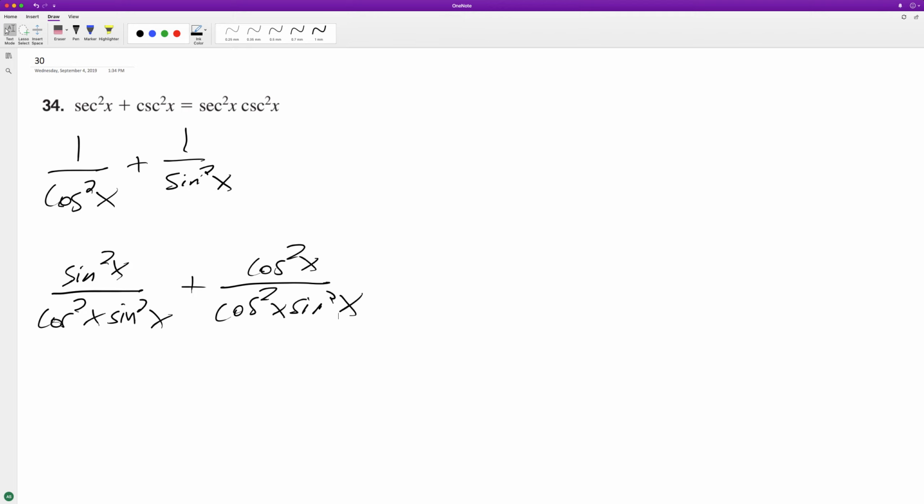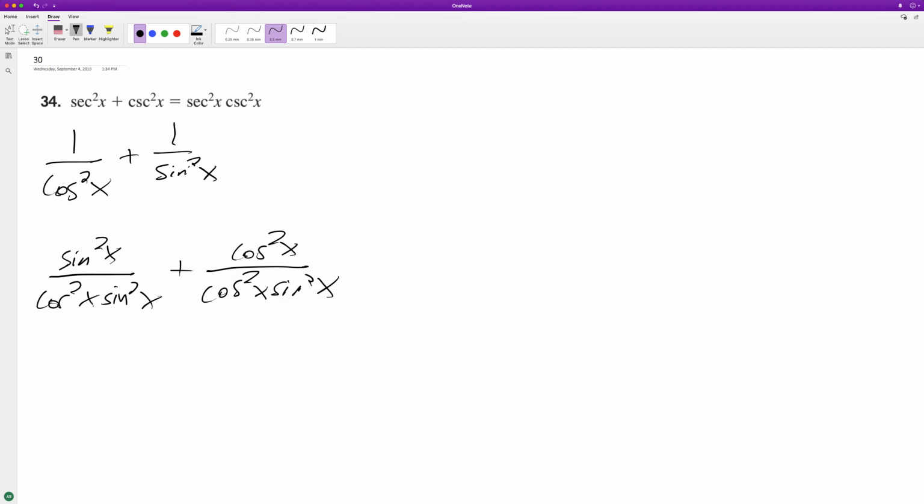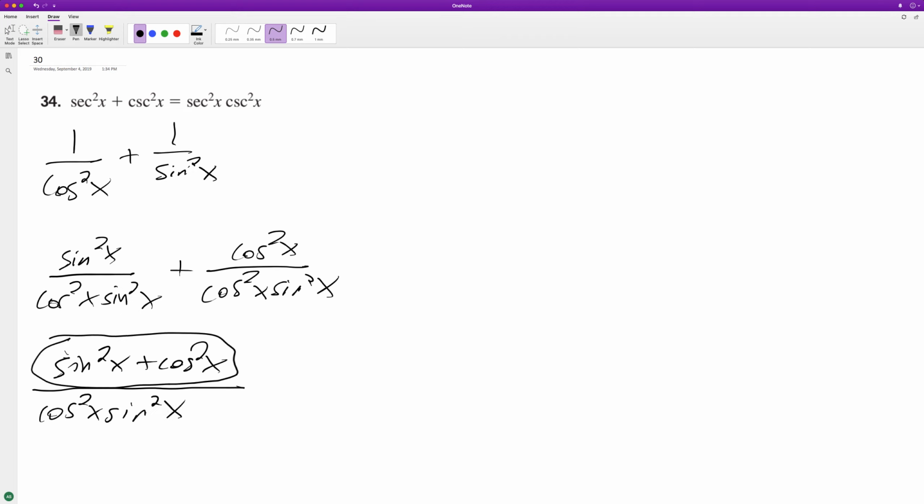Now, since they have a common denominator, I can combine them. So I have sine squared x plus cosine squared x all over cosine squared x sine squared x. This is the trig identity here. It's equal to 1, so I can just erase this.